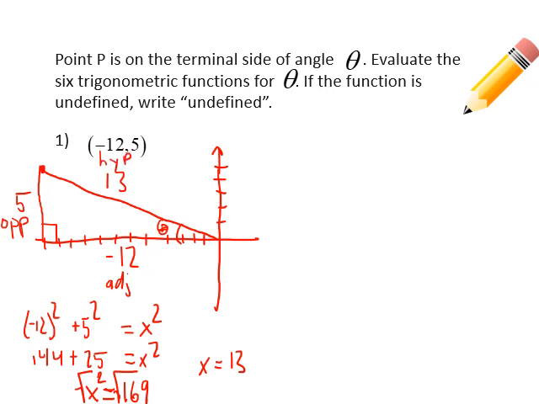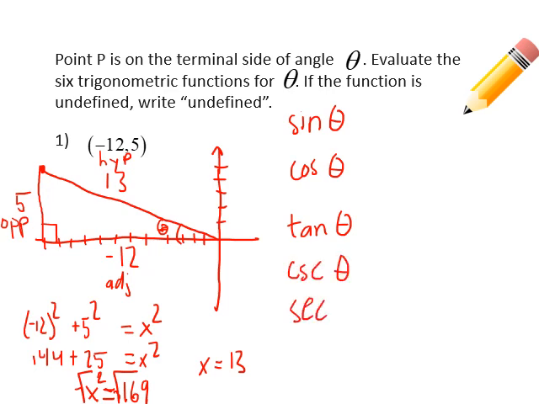Let's evaluate our 6 trig functions: sine, cosine, tangent, cosecant, secant, and cotangent. Okay, a little bit easier this time. I don't have any radical symbols. So sine is opposite over hypotenuse, 5 over 13. Cosine is adjacent over hypotenuse.